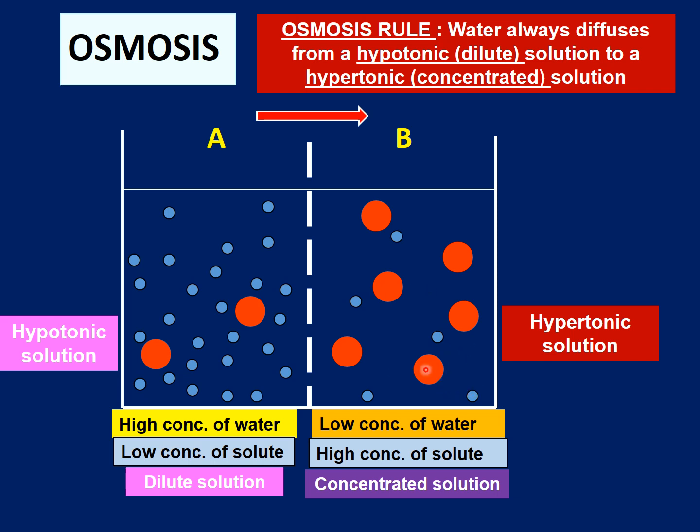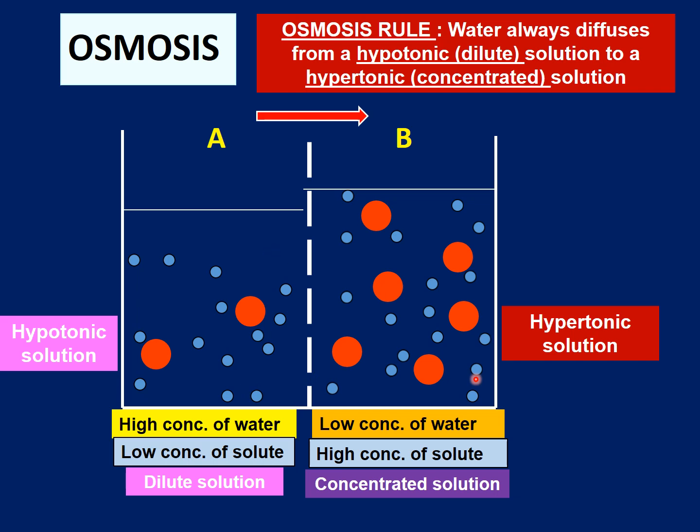So we say that B is a hypertonic solution, more concentrated with the solutes. A is more dilute. It has less solutes, but more water, right? So A is a dilute solution or hypotonic solution. B is a concentrated solution or hypertonic solution. So water will always diffuse from the hypotonic solution to the hypertonic solution, like this. The water molecules will not remain as they are, but they will always move from hypotonic to hypertonic solution. So in the end, B will gain water and A will lose water.